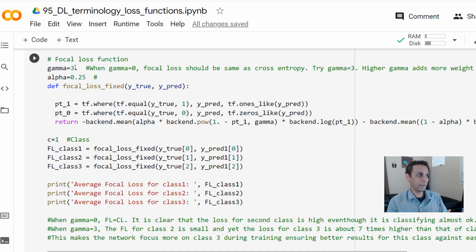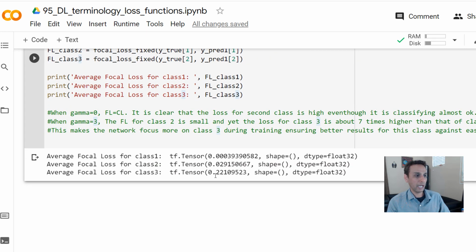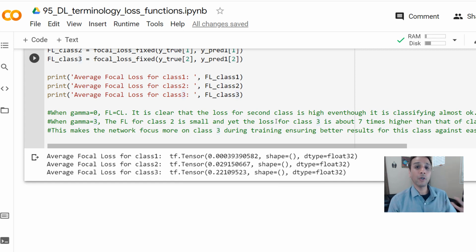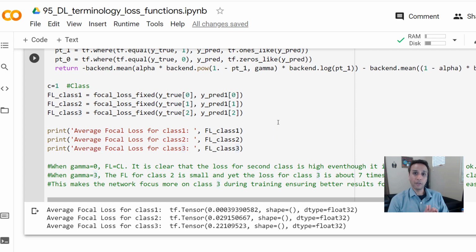We realize that if our gamma equals 0, it's behaving like cross entropy. But if I put my gamma equals 3, it's now putting more emphasis, 7 times more emphasis on my class 3 compared to class 2. So this is why focal loss can be very useful for classification of data sets where you have one class that's easy and the other one that's a bit difficult. I hope this summarizes the need for loss functions, what loss functions are, what types of loss functions we have, and what focal loss is.